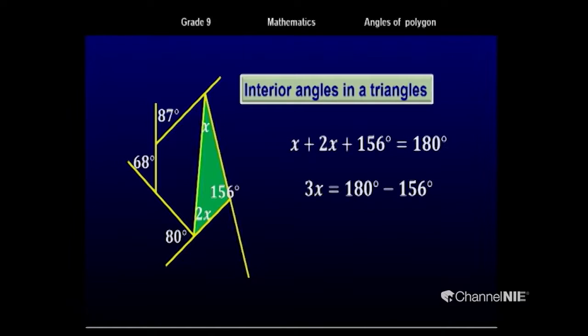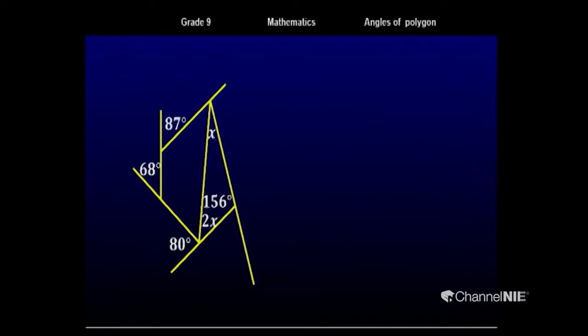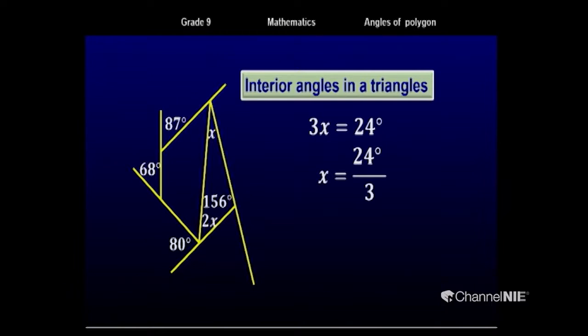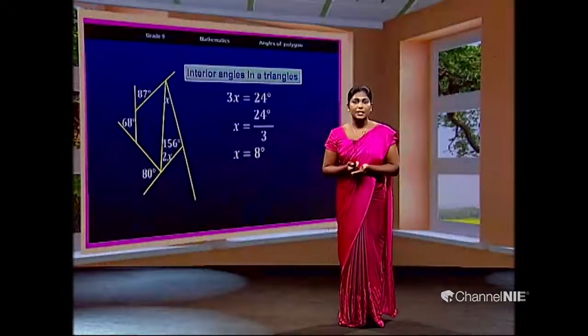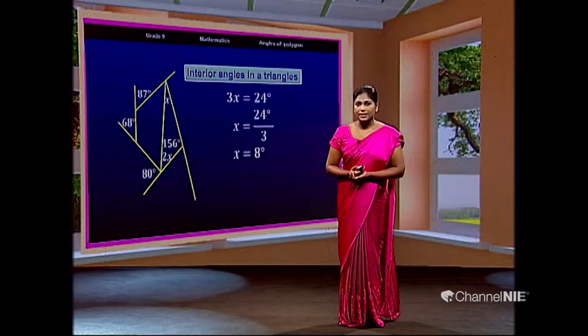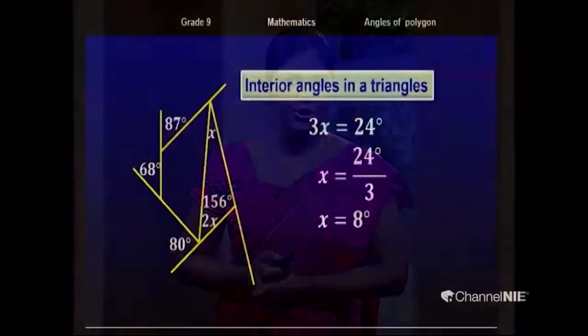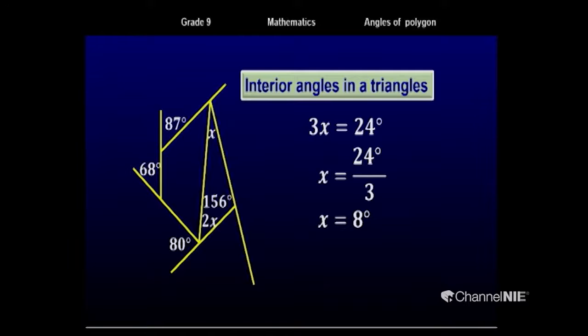So what is the value? Do you know the value? Okay, tell me the value. 3x equals 24. But we have to find the value of x. What is the value of x? x is equal to 24 divided by 3. That means x is 8 degrees. Then you can find the value of 2x. What is the value of 2x? Now you know the value of x. Then how to obtain 2x? Multiply by 2. 2x is equal to 16 degrees.